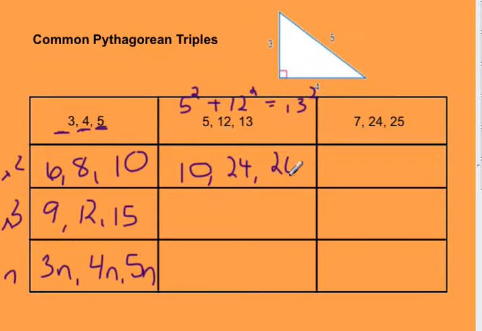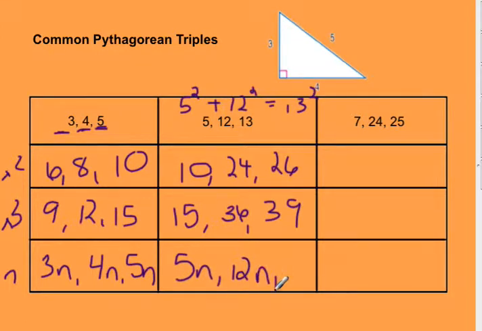That's a Pythagorean triple. You can also multiply it by 3. So you multiply each number by 3, and you get 15, 36, and 39. You can also multiply each of them by n, and no matter what n is, if you multiply it by 5, 12, and 13, you will always get a Pythagorean triple.